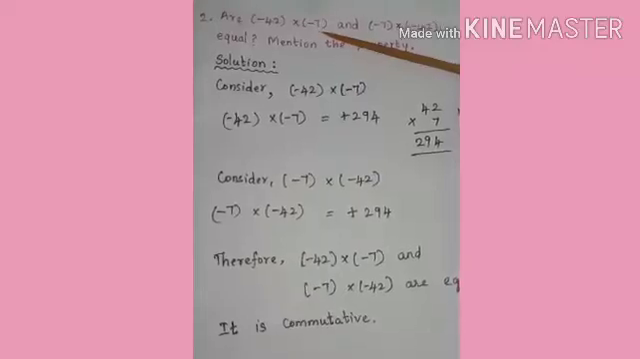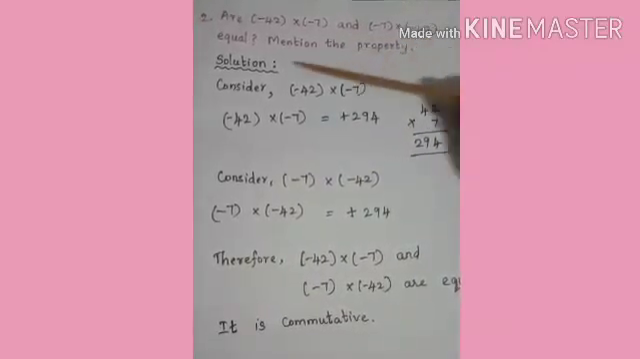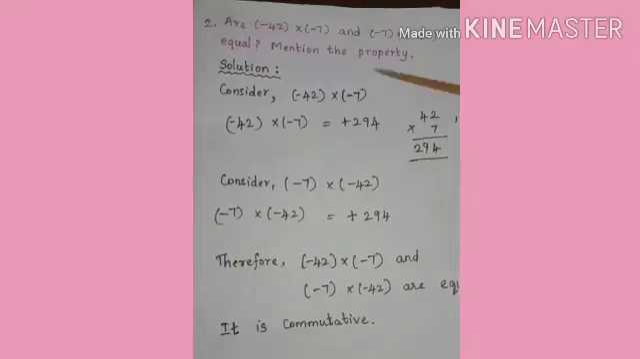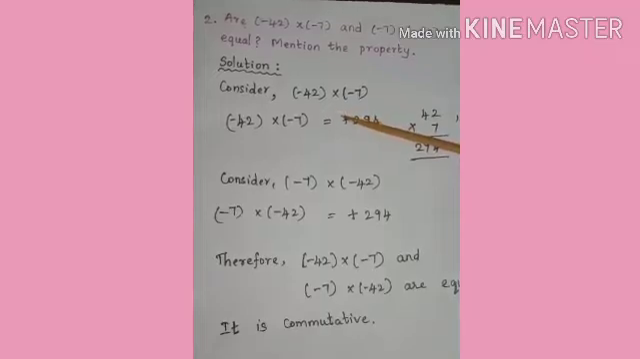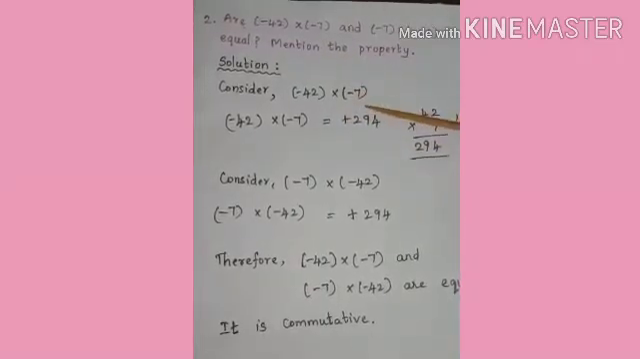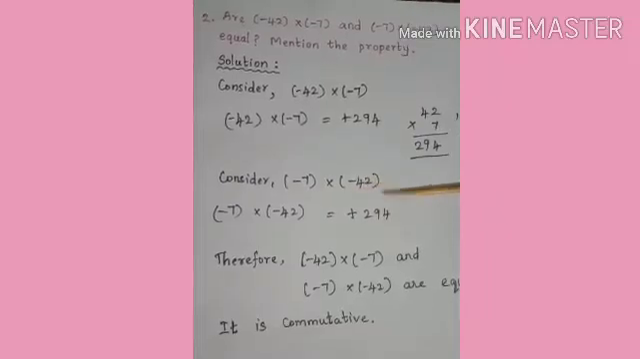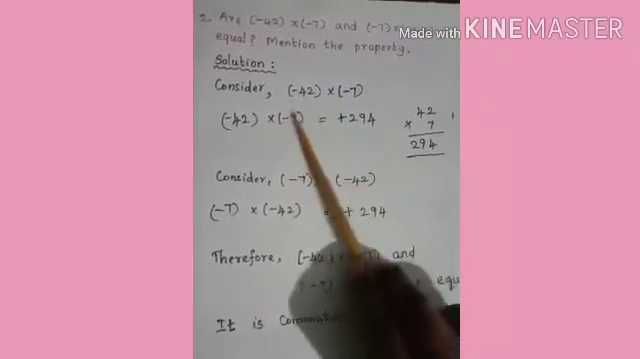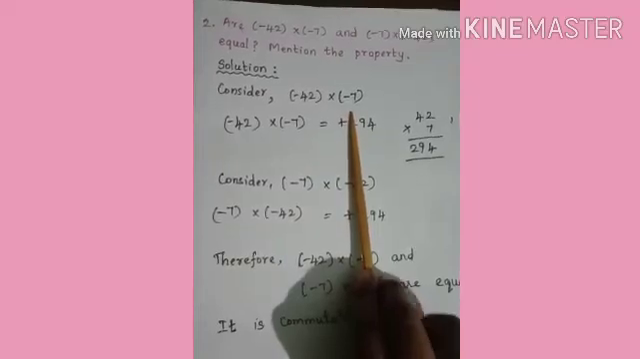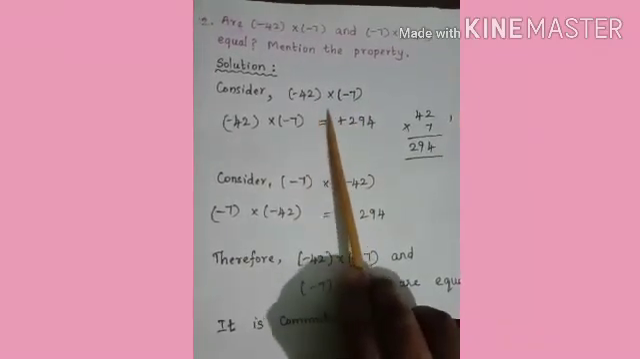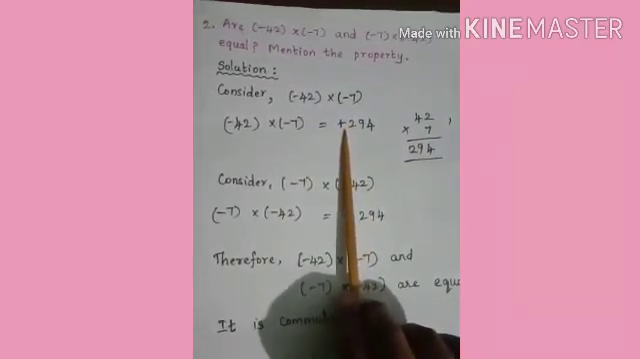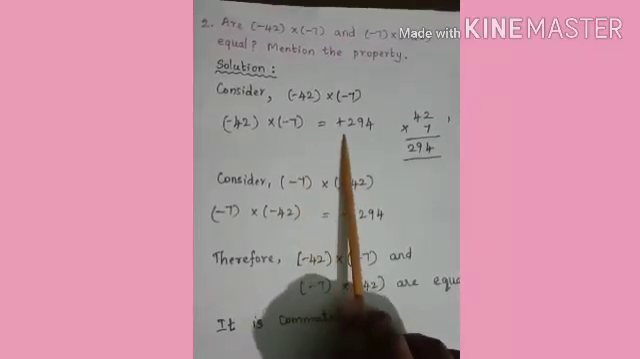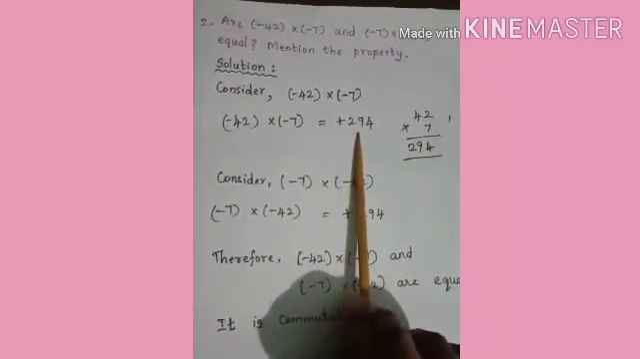Second problem: minus 42 into minus 7 and minus 7 into minus 42 are equal. Mention the property. In this problem, first we have to find the values of minus 42 into minus 7 and minus 7 into minus 42. Consider minus 42 into minus 7. We know that when we multiply two negative integers, it always gives a positive integer. That is, minus 42 into minus 7 is equal to plus 42 into 7.